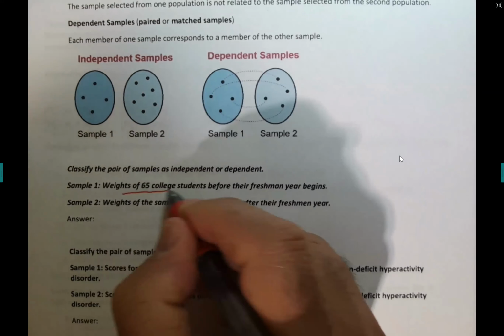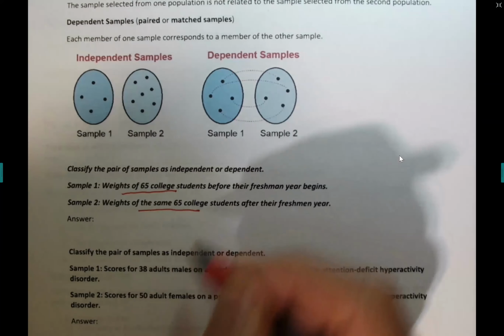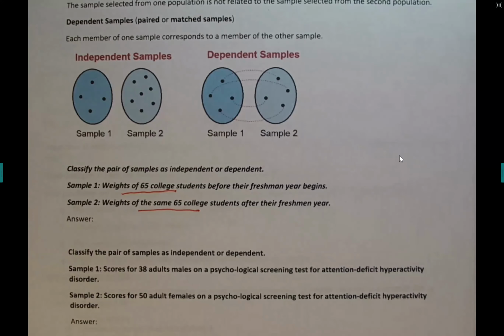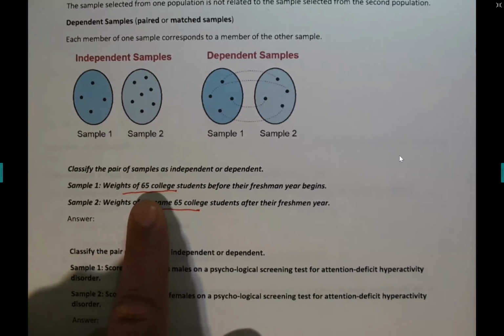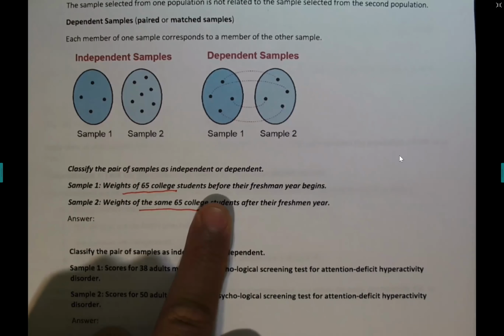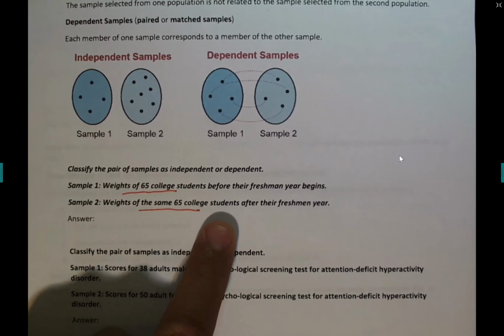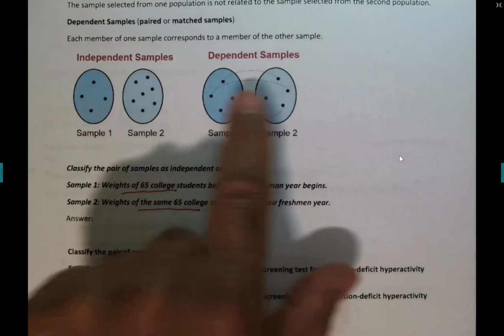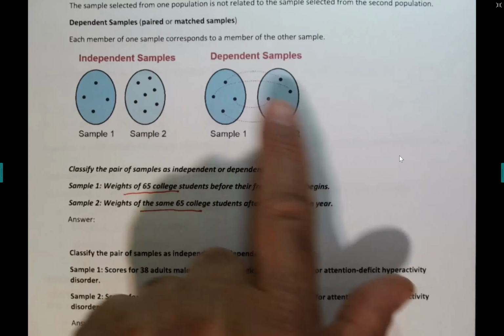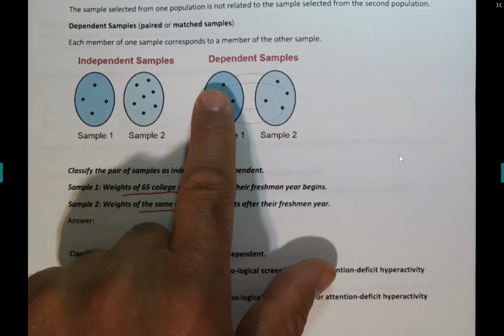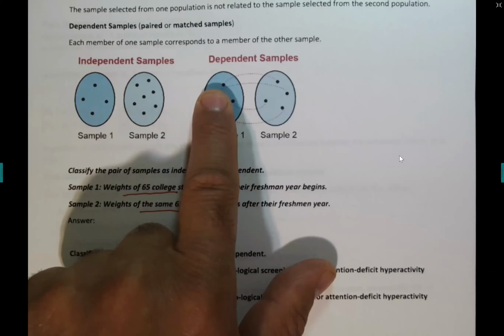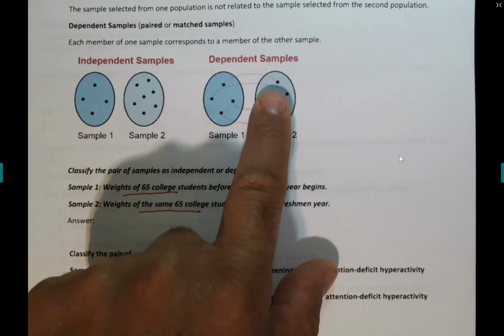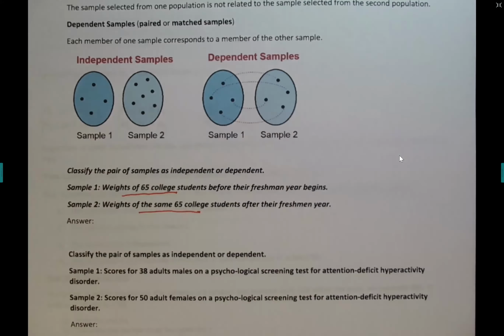Dependent. Of course, they are dependent because it's the same group. It's the same 65 college students. You take their weight before their freshman year, and then you take their weight after the freshman year. So if you put them in two sets like that, they're going to be connected with each other. The same students here, that's his weight before the year begins, and that's his weight after the year begins. So they are connected. When they are connected, guys, they are dependent samples.